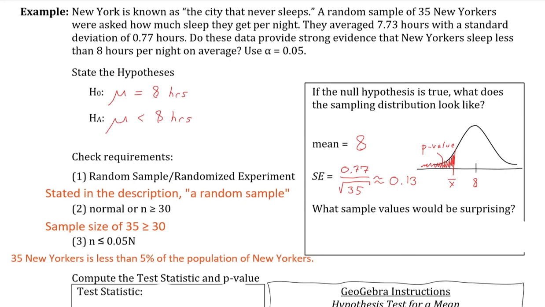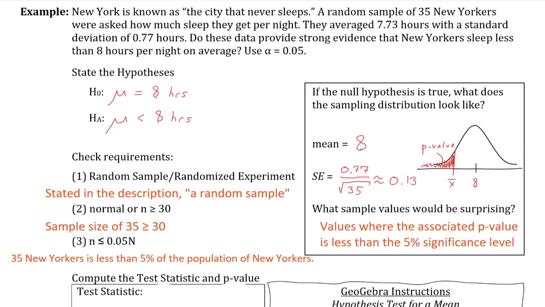In terms of what sample values would be surprising, well, that depends on the p-value that we get. Values where the associated p-value is less than the 5% significance level would be considered surprising. Remember that this is all based on the alpha level of 0.05.